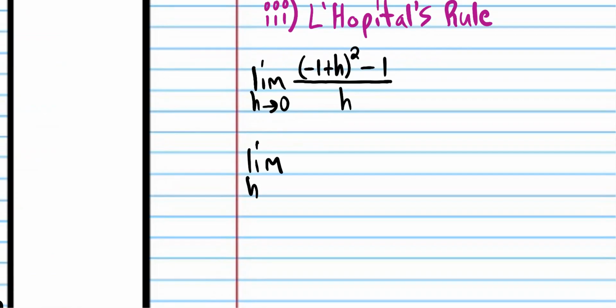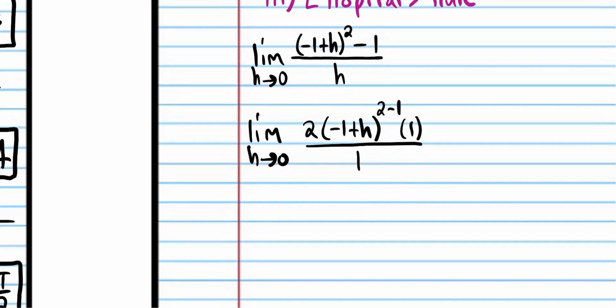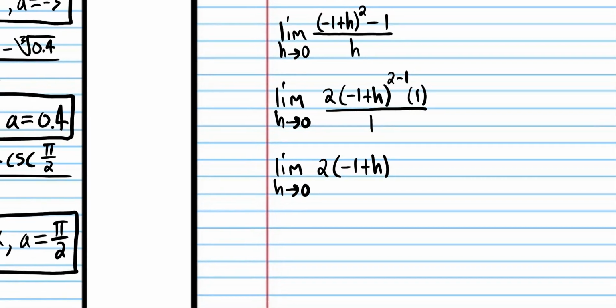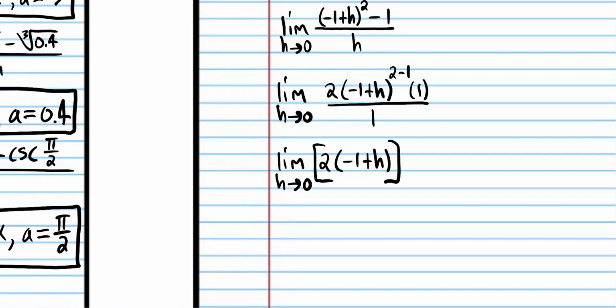Because we have the indeterminate form, we can find the derivative of the numerator, and we'll have to use the chain rule. So we'll find the derivative of the outside function, keep the inside function, and then multiply by the derivative of the inside function, but the derivative is just 1. And the derivative of that is just 0, so that just goes away. Derivative of h is 1. So now we can simplify, and we get 2 times -1 plus h, and that's it. And you can use brackets if you want to.